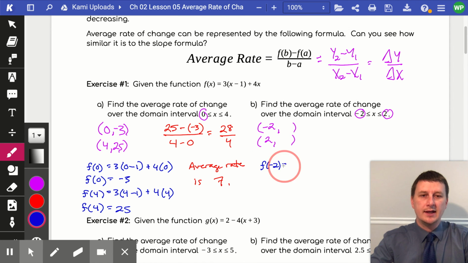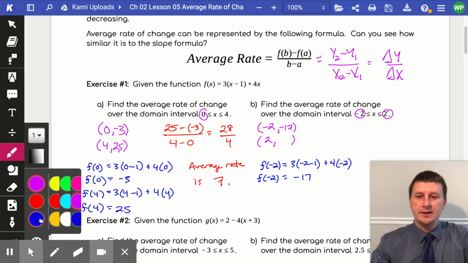And we have f of negative 2 is equal to 3 times negative 2 minus 1 plus 4 times negative 2. We could simplify this all at once, just like we did in part A of the exercise, and we'll do negative 2 minus 1 is negative 3. Negative 3 times 3 is negative 9. Negative 9 plus negative 8 will be negative 17. So we're going to get negative 2, negative 17 right here.